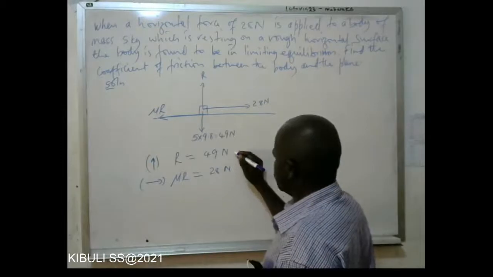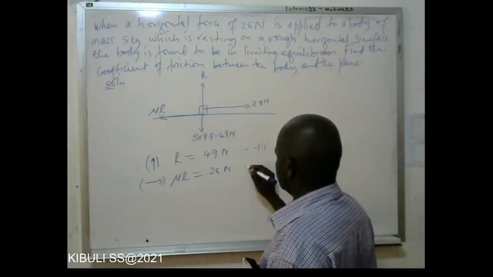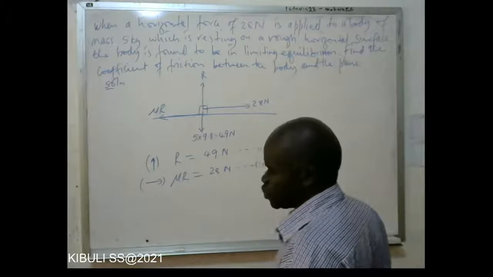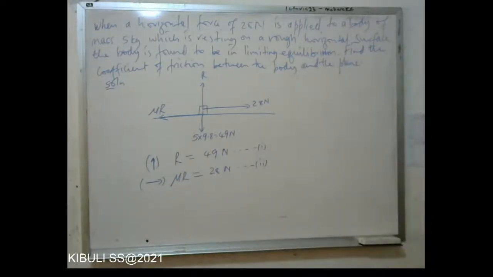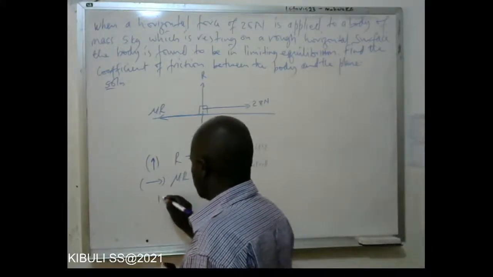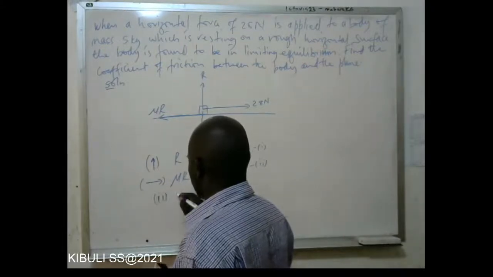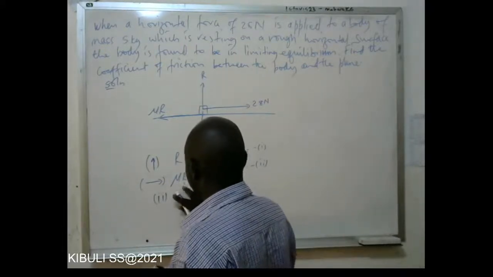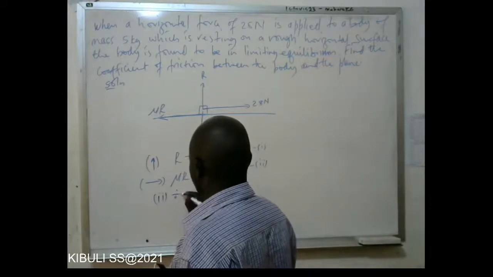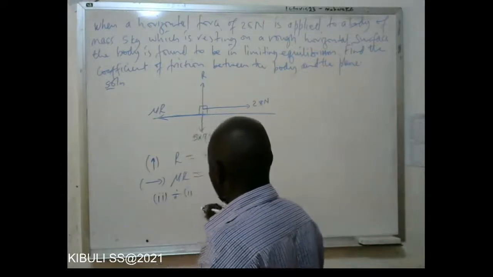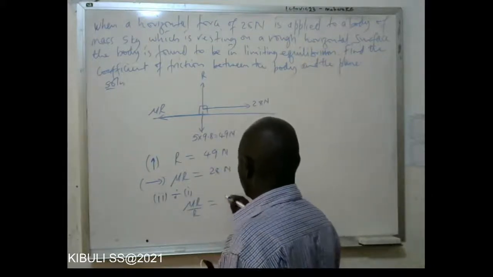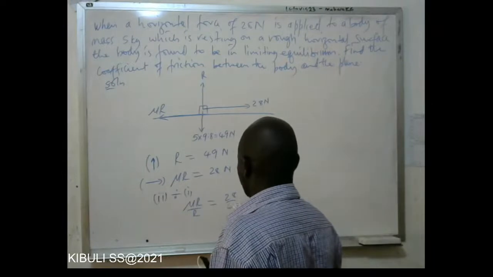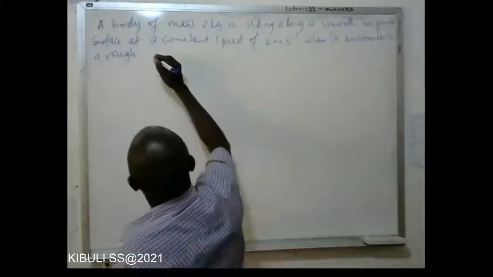We can call this equation 1 and this equation 2. To determine mu, we eliminate R, or we substitute for R, or we divide the two equations. So dividing equation 2 by equation 1 will give us mu R over R is equal to 28 over 49.